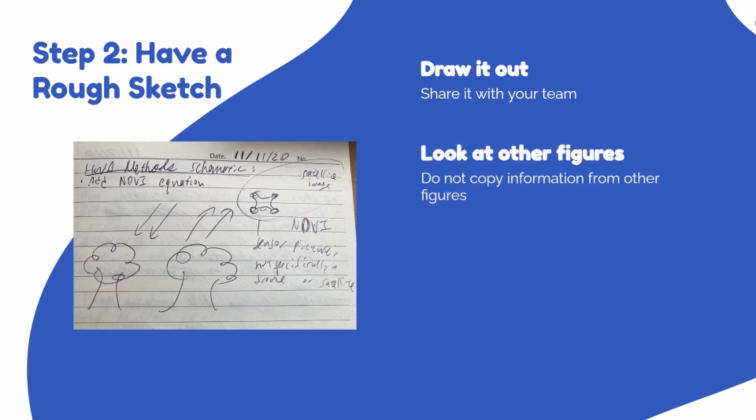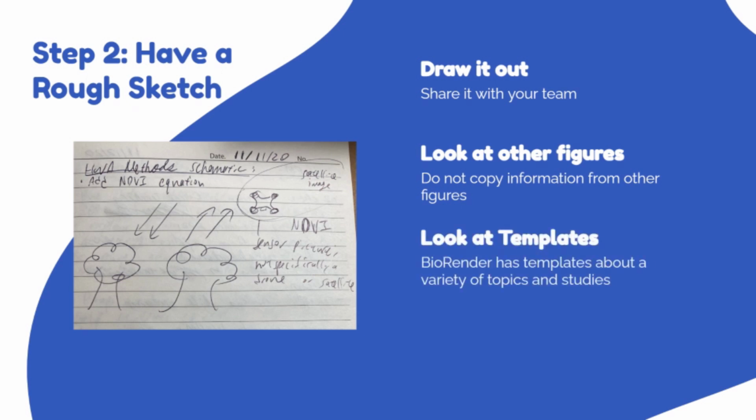Another thing you can do if you're struggling with making your design is look at what other figures did. Make sure you don't copy information from other figures. The information in your figure should be based on your own background research.